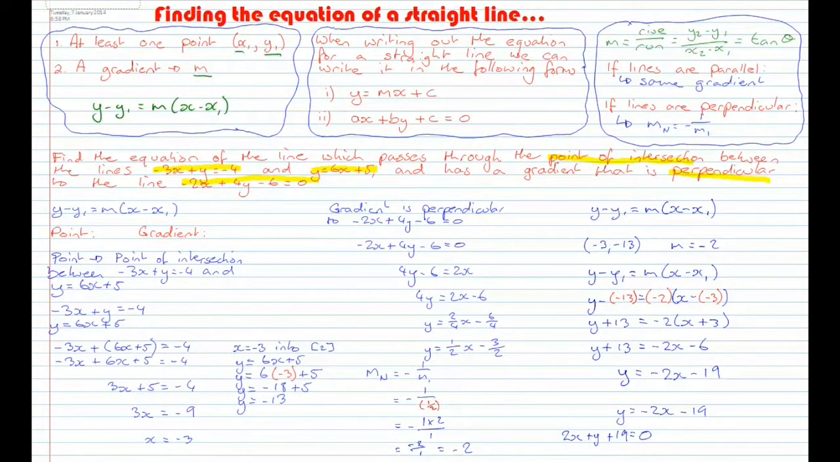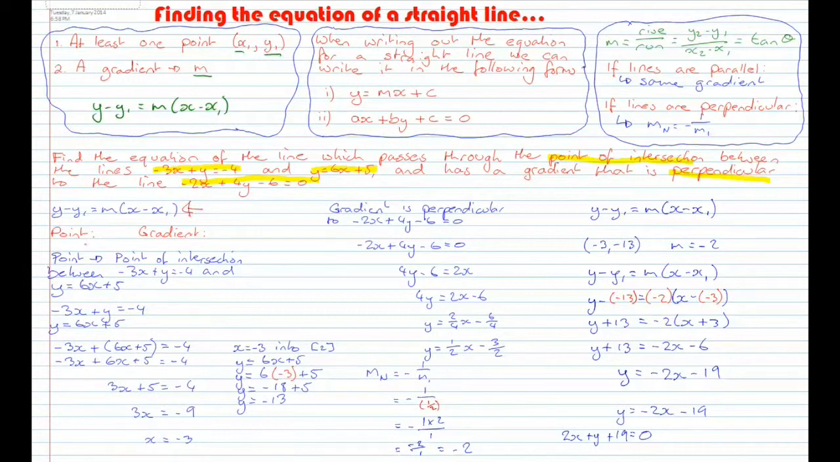Alright, so what I've gone and done here is I've written out the formula once again, and of course in order to use this formula to find the equation of a line I must have a point and a gradient. Well, if I have a look at the stuff that I've highlighted, the point of intersection is between these two lines, so I can't actually get the point directly from the information. And if I have a look at the gradient, it's perpendicular to this line, so I actually can't get the gradient directly from the question either. So what I need to do is use this information that's been provided in order to find both of these things in order to substitute back into this original formula.